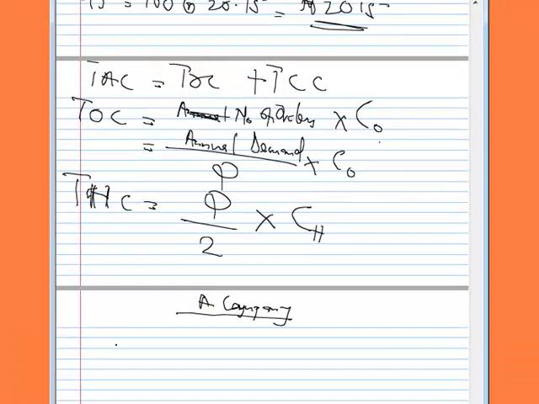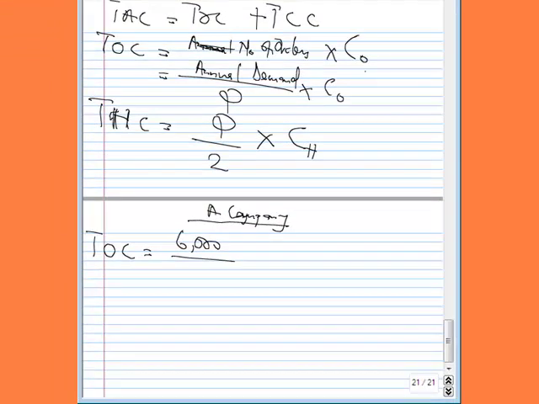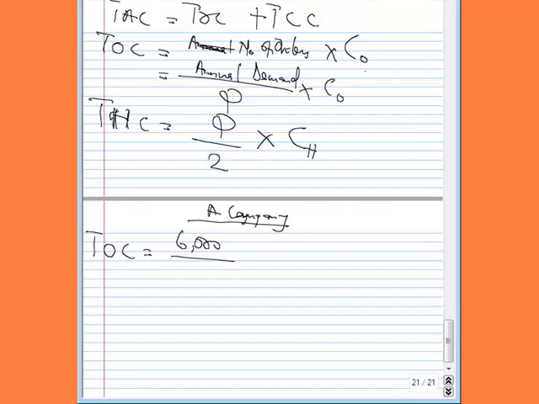The question asks us to calculate the total annual ordering cost. Total ordering cost is the number of orders placed times the ordering cost per unit, and the number of orders placed is given by annual demand divided by order quantity. Annual demand is given as 6,000 units over quantity ordered per time. We're told that the company orders 1,000 units each time it places an order, so divided by 1,000 units, times the ordering cost per order, which was $20.